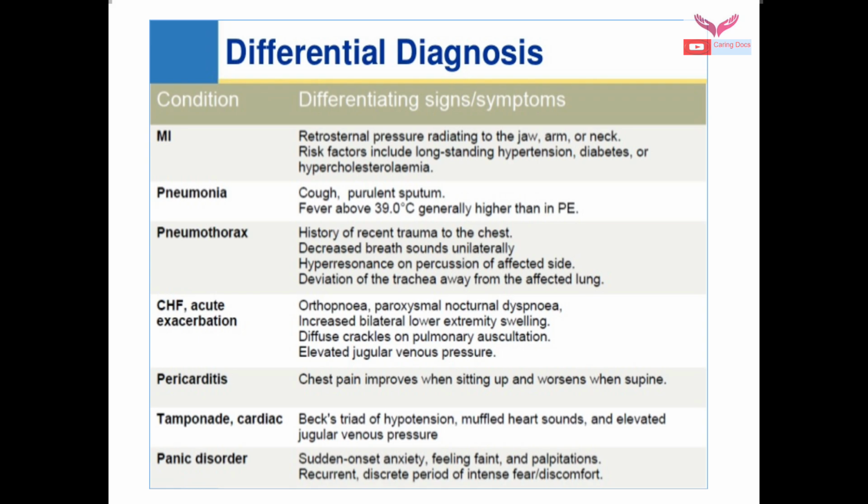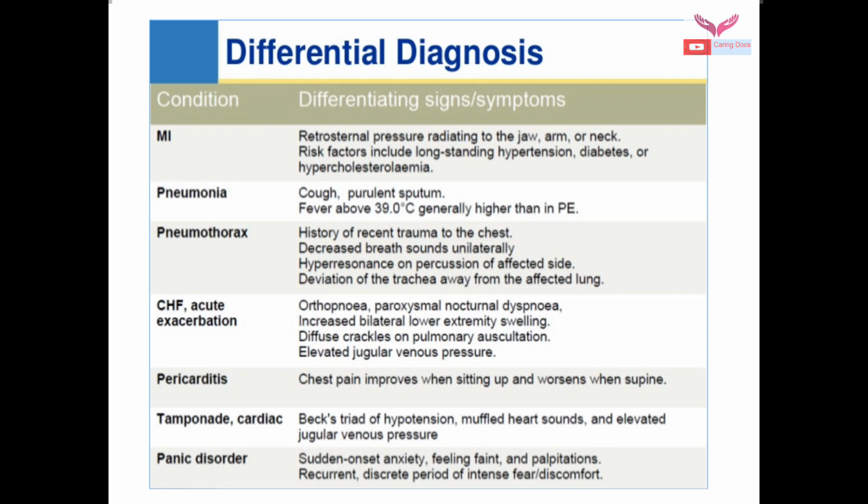The differential diagnosis of pulmonary embolism: MI. Here, the patient of MI will have retrosternal pressure radiating to jaw, arm, or neck. Risk factors include long-standing hypertension, diabetes, hypercholesterolemia. Patient with pneumonia can present with cough, purulent sputum, fever. Pneumothorax patient will have history of recent trauma to the chest, decreased breath sounds unilaterally, hyperresonance on percussion of the affected side, deviation of the trachea away from the affected lung.